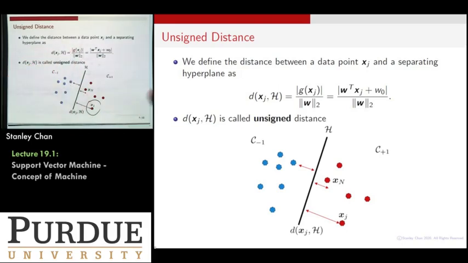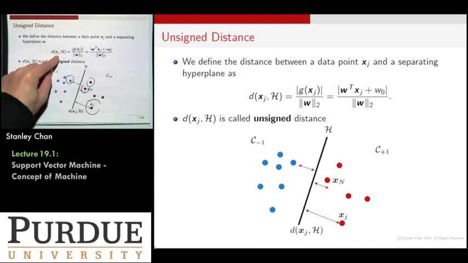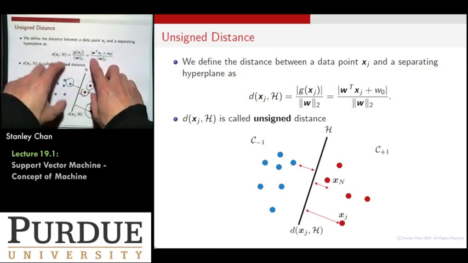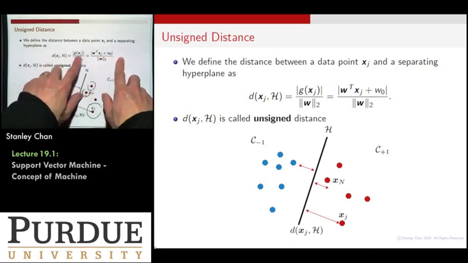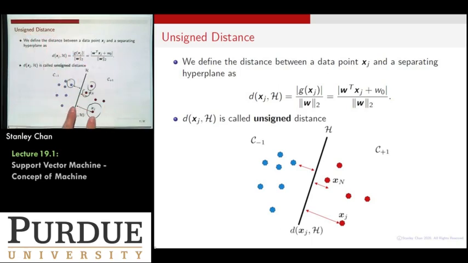I repeat the same exercise for this data point, for that data point, for this data point. Then for every data point, I will be able to calculate the distance between the point and the plane. That will give me this d of xj, where j is the jth data point, and h is my separating hyperplane. I can calculate this distance for every single data point in this data set. And look at this. This is an absolute value of the discriminant function, and therefore is always positive, and therefore is called the unsigned distance. It literally measures the distance between the point and the plane. Okay? There's no sign. There's no plus, there's no minus.